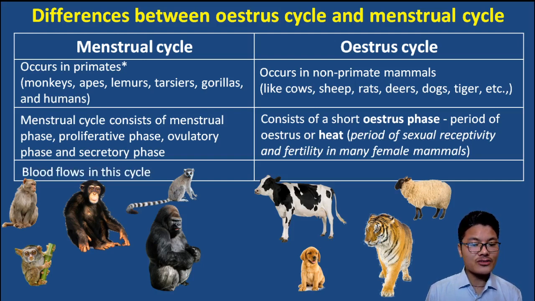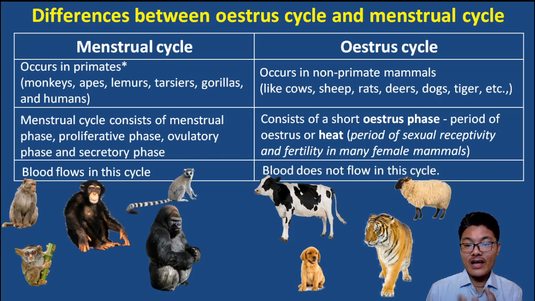In the menstrual cycle, there is blood flow. In the estrous cycle, there is no blood flow. Usually the endometrial lining in non-primate animals dissolves and is absorbed into the body, and there is no blood coming out in non-primate mammals like cow, sheep, rats, deer, dogs, and tigers.